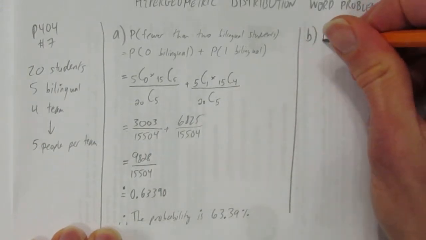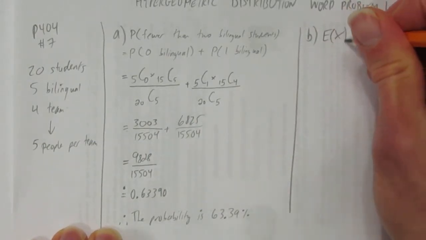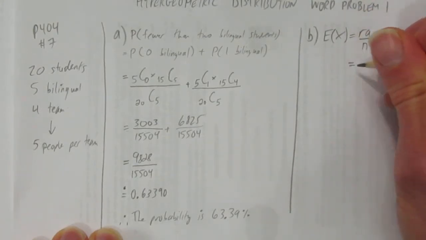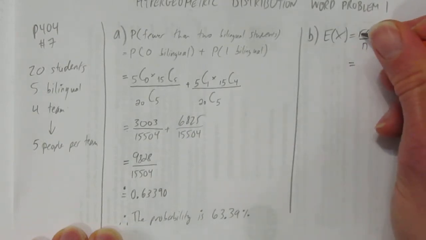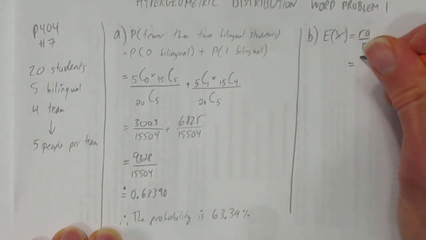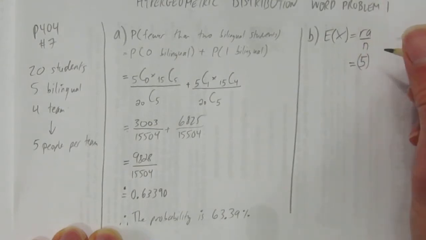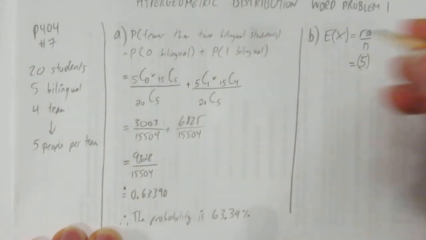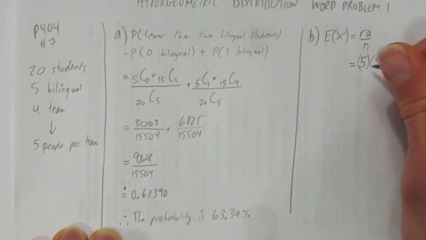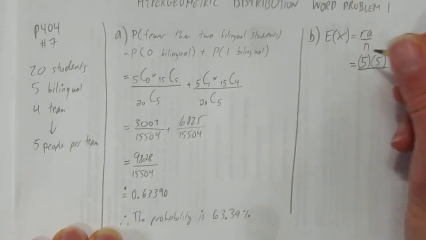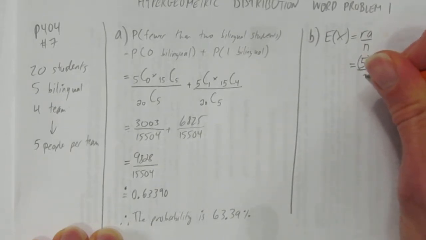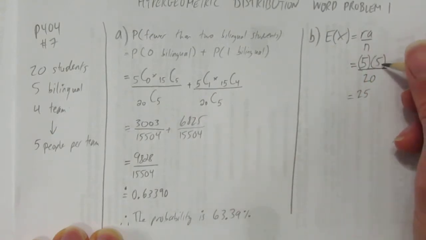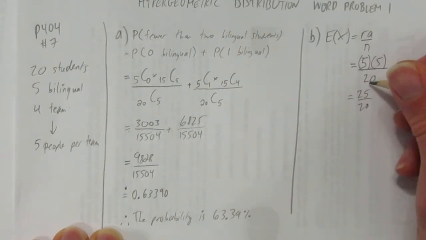That's just calculating the expected value. For hypergeometric, the expected value formula is just R times A over N. And what's R? The number of trials, or the number of people we pick. We're picking 5 people. And what's A? The number of successes, or the number of people we want, or there are 5 bilingual students we're trying to get. And then how many people are there total? How many choices are there? 20. So we expect to get 5 picks times the 5 people divided by 20.